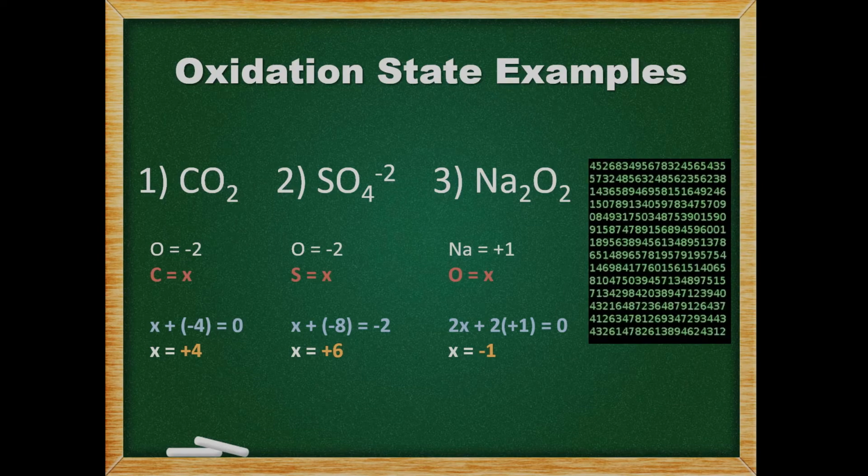Finally, this example of peroxide. Sodium is a group 1 metal, so its oxidation number has to be +1. Oxygen, therefore, must be -1, which makes sense since oxygen always has a -1 charge in peroxides.